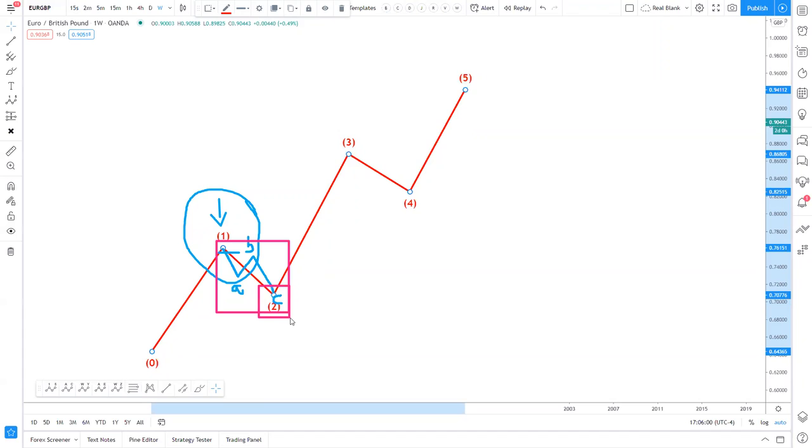But validation is key. Never buy the wave two because you think the wave two is there, because it can continue going lower. So I'm going to give you some examples later into the session, so don't worry about it, with more details about what I mean. But look, that's the way.